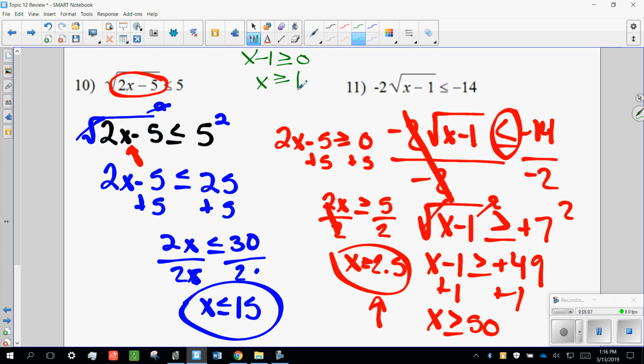So x needs to be greater than or equal to 50, and this says x needs to be greater than or equal to 1. Well, this already takes care of that. So we don't have to write both restrictions, because if x is already bigger than 50, we're not going to have a negative number or a 0 for x. So we always check that, but sometimes we need to include it, like the first example, and sometimes it's okay without it.